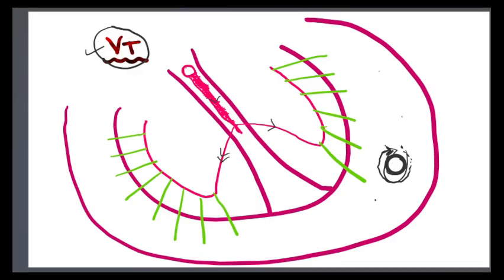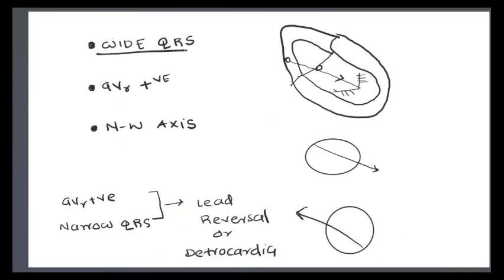As the depolarization happens through ventricular muscles, instead of the normal depolarization through the His bundle, right and left His bundle and Purkinje fiber, this is not happening. So we get a wide QRS complex, because the conduction is happening through the muscle, and conduction through the ventricular muscle is slow, so it takes a lot of time. So we get a wide QRS complex.